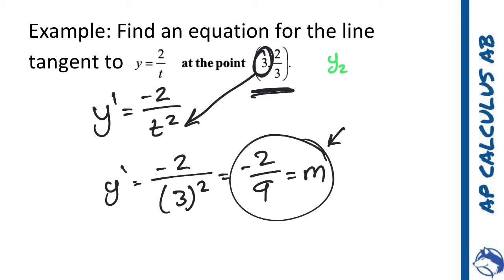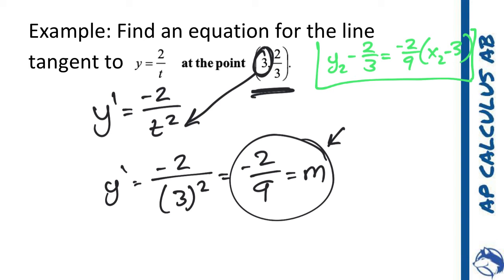So I'm going to do y2 minus y1, which is 2/3, is equal to my slope, negative 2/9, times x2 minus my x1, which is 3. So I'm just going to leave this as the equation of my line. You could multiply it out if you really wanted to. It's up to you. You would get y2 minus 2/3 equals negative 2 over 9.